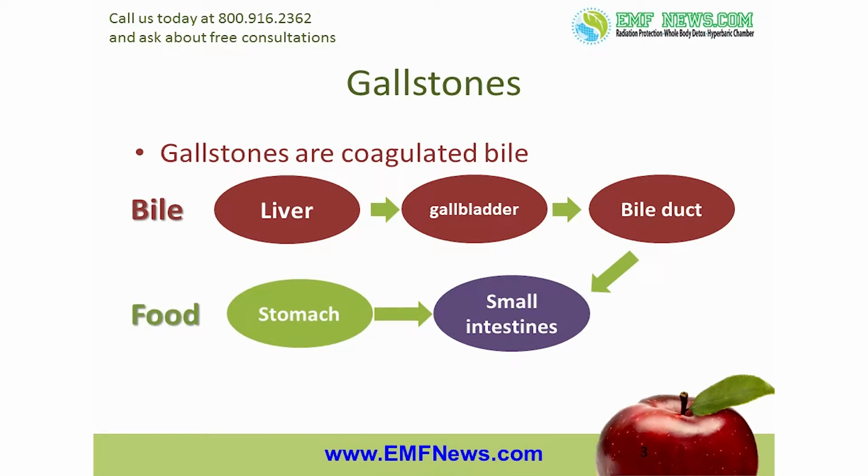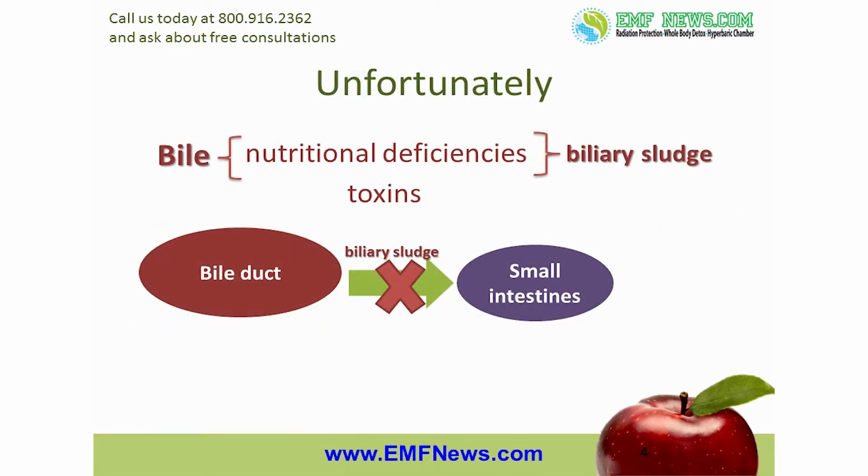Gallstones are nothing more than coagulated bile. Bile is the green alkaline liquid produced by the liver, which, among other things, helps us digest our food. The liver produces about a liter of bile a day and stores it in a muscular sac called the gallbladder. The gallbladder then squirts this bile down a tube called the common bile duct into the small intestines to mix with the food that comes from the stomach. Well, that's what's supposed to happen.